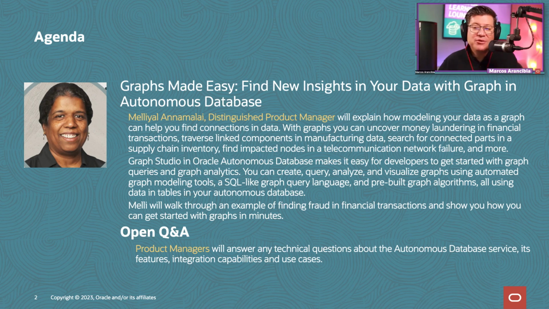Melliyal Annamalai, she's a distinguished product manager. She's going to be explaining to you guys how modeling your data as a graph can help you find connections in the data. So she's going to be talking about all the ways that graphs can be used, giving specific industry examples, and also talk about the Graph Studio, which is actually an exclusive component of the Autonomous Database, and how you can create and model graphs right there directly, using notebooks in the Autonomous Database. And then she's going to talk about examples of, for example, finding fraud with graphs.